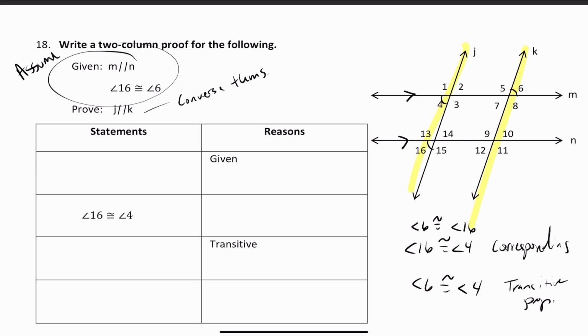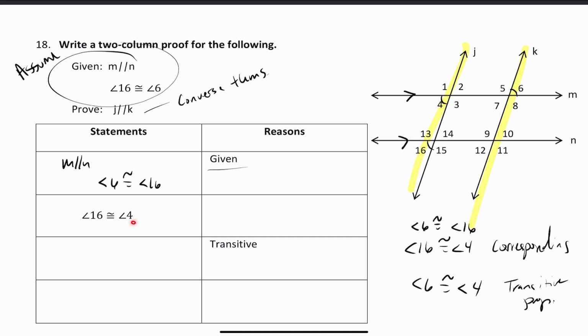So, given M is parallel to N, and angle 16 is congruent to angle 6. And, okay, let me go ahead and rewrite this. So it looks like this. Angle 6 is congruent to angle 16. And by the way, that's a given.